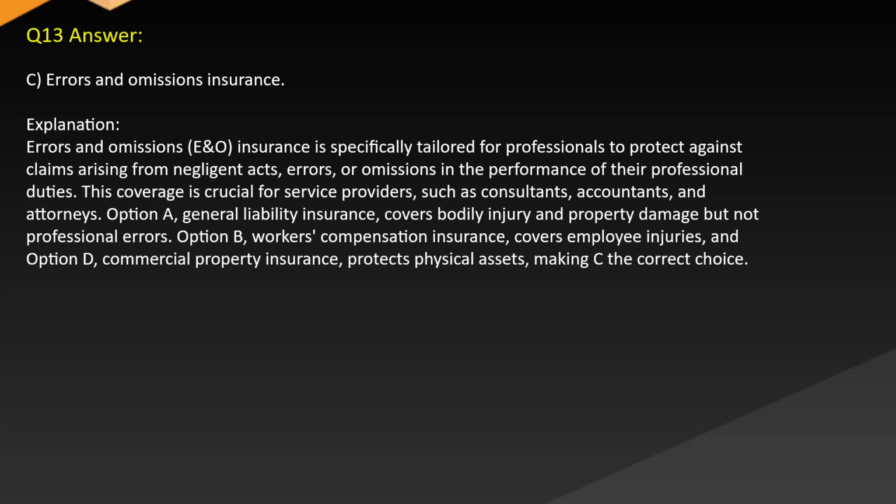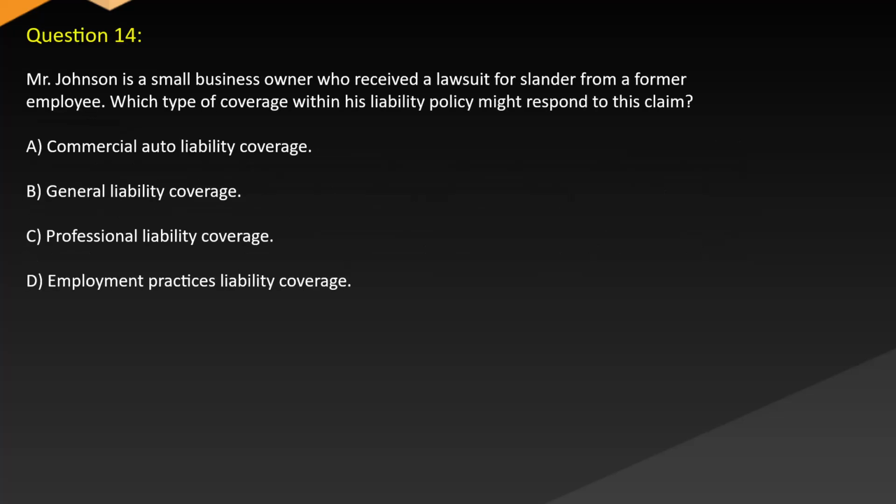Option A. General liability insurance covers bodily injury and property damage but not professional errors. Option B, workers' compensation insurance, covers employee injuries, and option D, commercial property insurance, protects physical assets, making C the correct choice. Question 14. Mr.